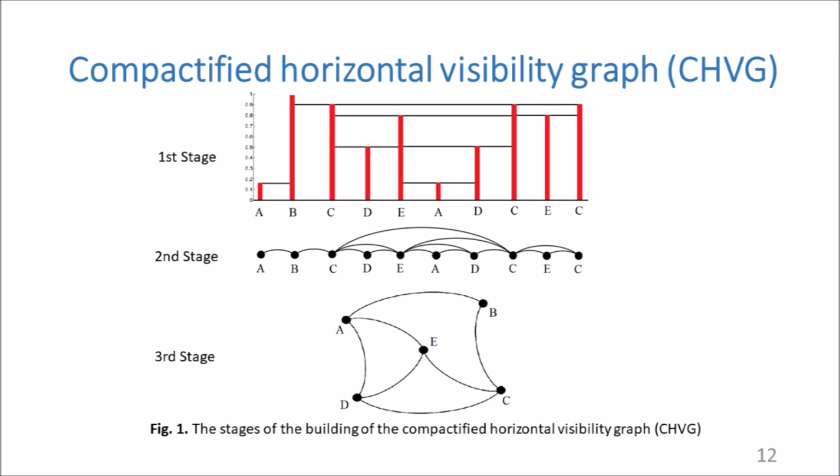In general, a network of terms using the compactified horizontal visibility algorithm is created in 3 stages. At the first stage, a number of nodes are marked on the horizontal axis, each of which corresponds to terms in the order in which they appear in the text, and the weight values, the numerical estimates, are marked on the vertical axis. At the second stage, a horizontal visibility graph is created. At the third stage, the network obtained on the previous steps is compactified. The nodes that correspond to the same terms are combined into a single node. The obtained undirected network of terms is called the compactified horizontal visibility graph.